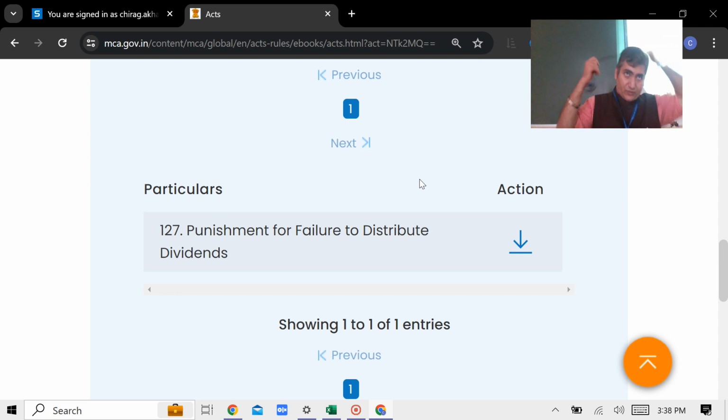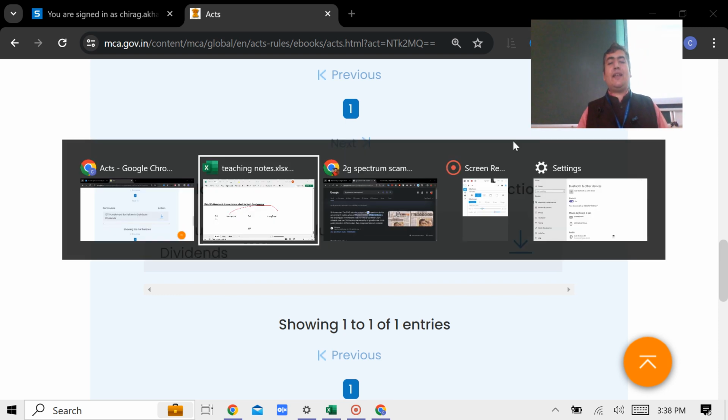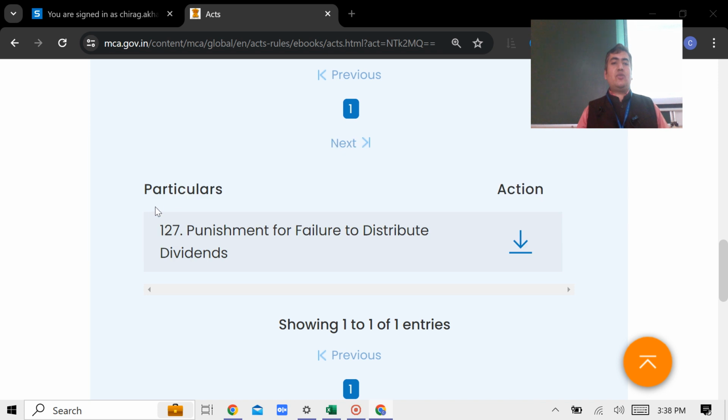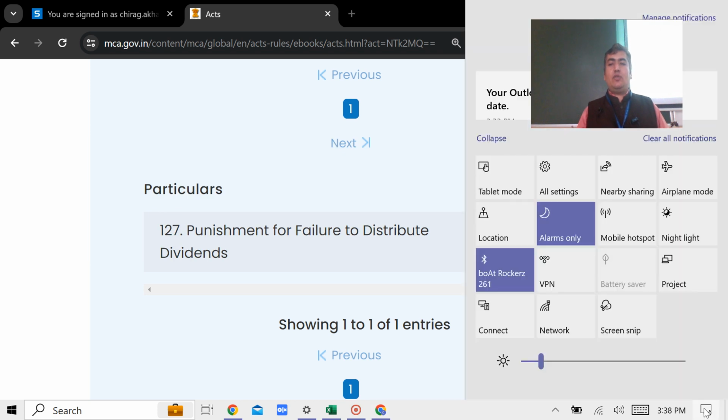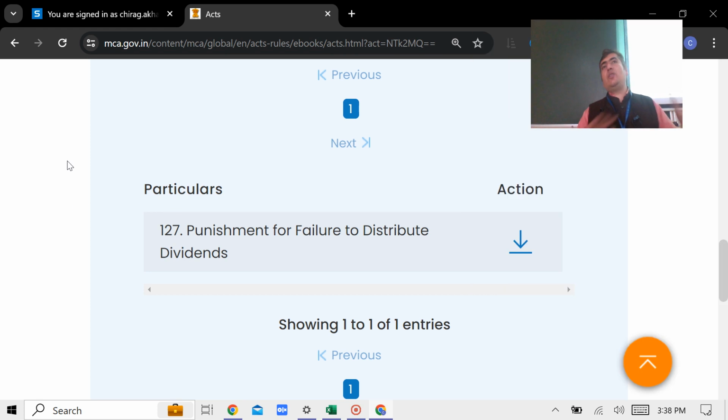But what if you didn't have it? Not only that, law also says that once dividend is declared, you have to pay within 30 days. You know that, right? You have to pay within 30 days. What if you couldn't do that? So maximum 2 years imprisonment, every officer is liable to pay 1,000 rupees fine and penalty. In fact, for the delay, some interest is also there.